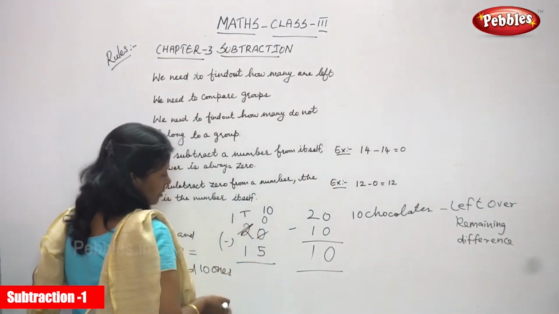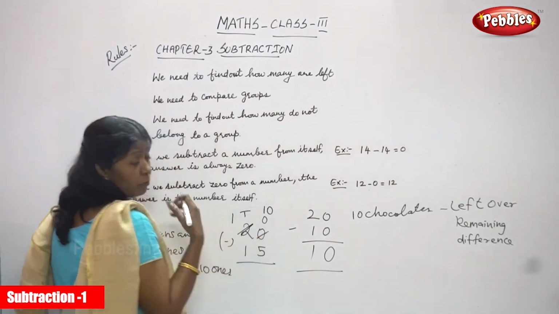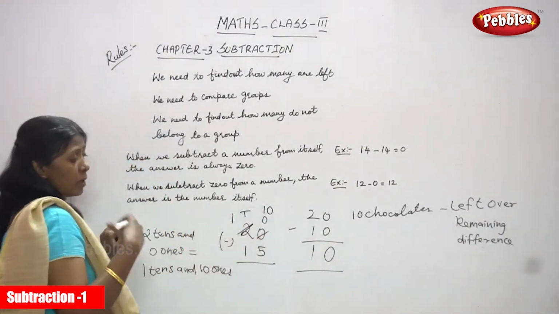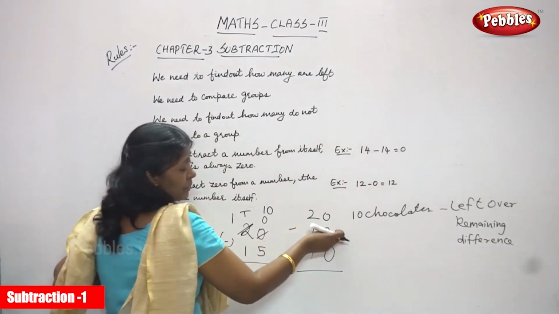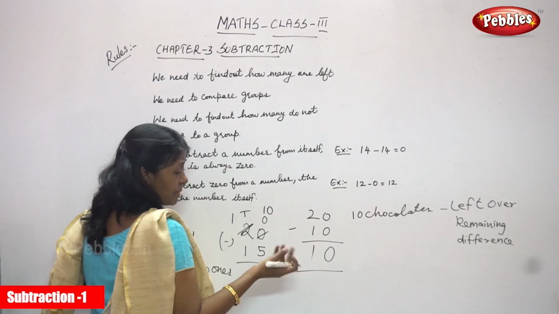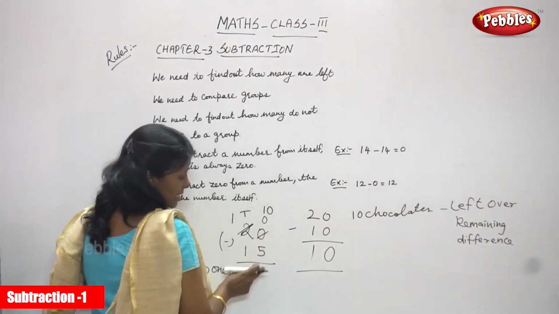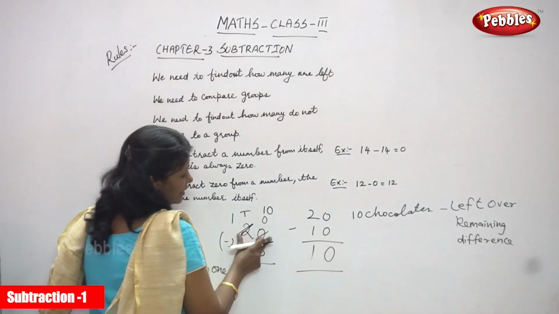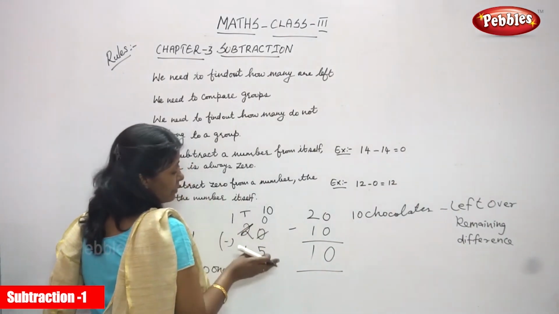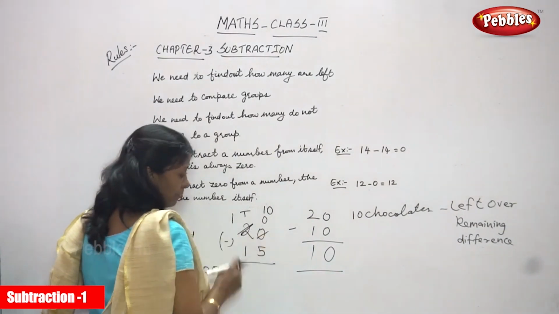I'll repeat once again. See, 20 chocolates I'm having. I gave 10 chocolates to one of my best friends, as I told you already. Here I gave 15 chocolates to one of my best students. So what am I going to do? 20 minus 15. The greater number is 20. We always subtract the smaller number from the greater number. So from 20 we have to subtract 15.